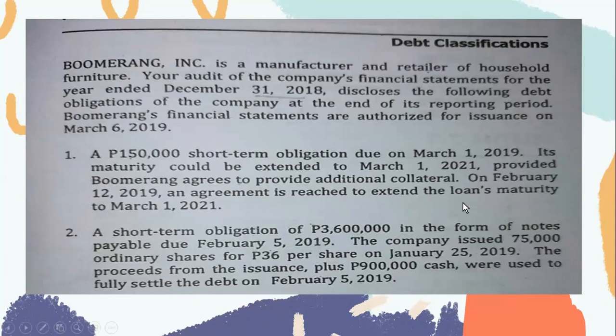May mga adjusting liabilities kasi. Pero sa instance na ito, short-term obligation siya kasi may agreement sila. Ang agreement nila is maghatag siya ng collateral, pero it was perfected February 12, 2019. So, tapos na ang reporting period. So, napunta siya sa current liability. So, sa December 31, 2018, current na siya.